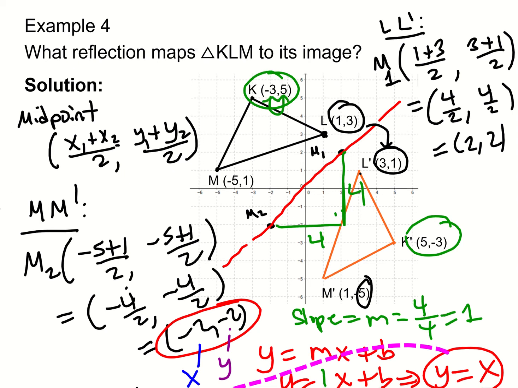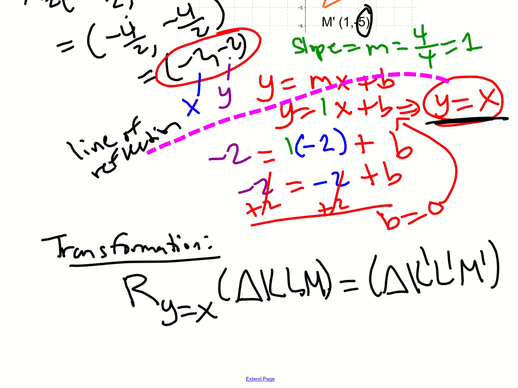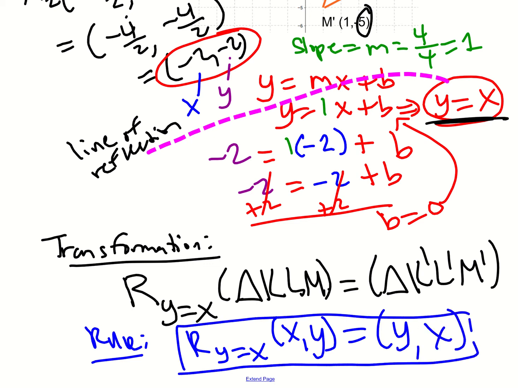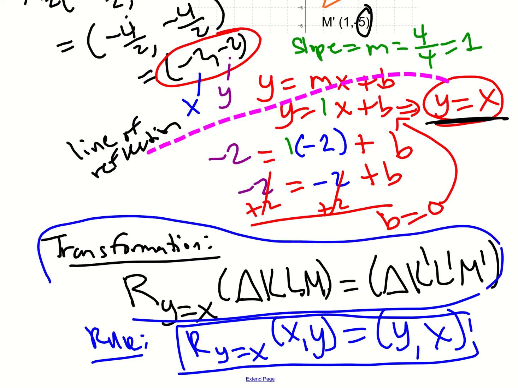And so whenever you reflect about y equals x, the rule for the transformation, I'll write this rule in blue, is that if you're reflecting about y equals x, then x and y get flipped. And this is my rule for reflecting about y equals x. So this is a rule, and this is the answer to the problem that they desired.